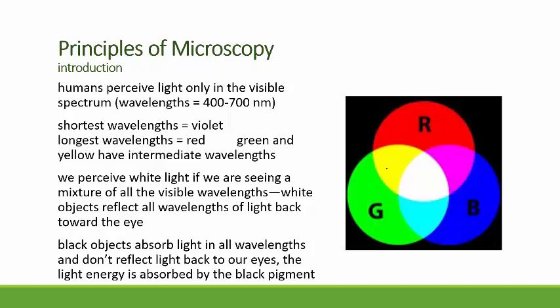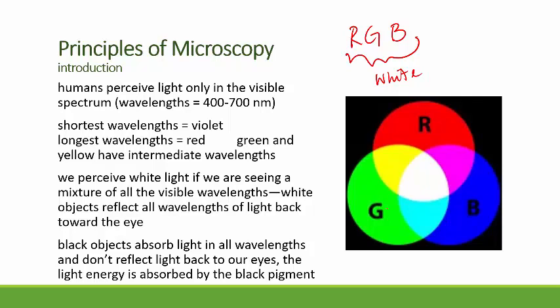Those wavelengths are between 400 and 700 nanometers long, or 0.4 to 0.7 micrometers long. Same difference. As we said, the shortest wavelengths are violet, while the longest wavelengths are red, with green and yellow somewhere as intermediates. And when we perceive something as being white light, we perceive it as white because all of our cones are being activated. The red, the green, and the blue cones all are being activated. And when they're all activated, then what we perceive is white.